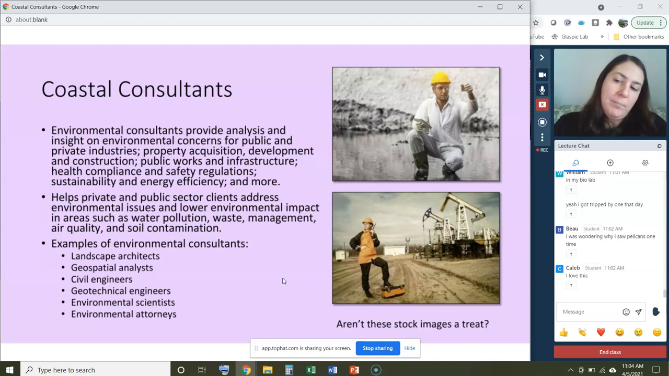So really they're helping both private and public sector clients address environmental issues and lower environmental impact in areas that are experiencing things like water pollution, excess waste, any sort of water management, air quality, soil contamination. All of these things that we have so much of along the Gulf Coast and really in coastal environments around the world. And so there's a massive need for environmental consultants. And there's a lot of need for environmental consultants in this region because we're doing so many restoration projects here. And so there are groups here that are always hiring these types of folks.